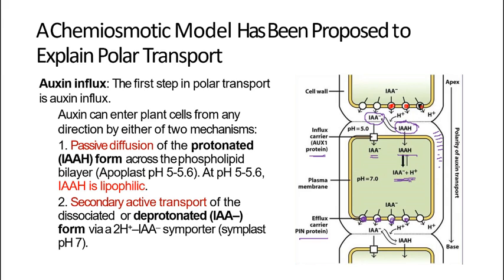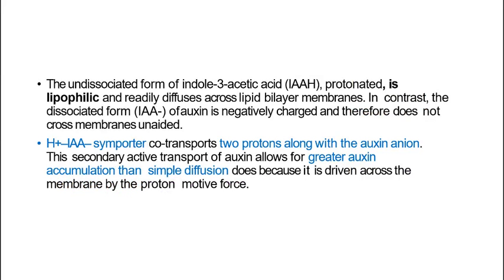I already explained that. Now look at the pH. The pH of the apoplast is acidic, which is 5.5 to 5.6. The pH of the symplast, or the cytoplasm, is 7. Clear? Now they need to maintain this pH all the time.